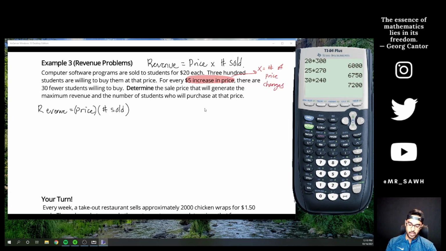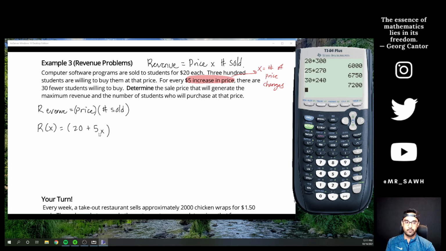If x is the number of price changes, well then I can say that revenue as a function in terms of x is going to be, well, the price. Originally, that price is $20. But if I increase the price, increase means a plus sign, by $5, well, I just did one price increase, but I have to account for all of them, so it should be 5 times x. So if x is 1, that's one price change, which means my new price is $25. If there are 2 price changes, that means x is 2, and it would be 20 plus 5 times 2, which is 10, which would mean my new price is 30.